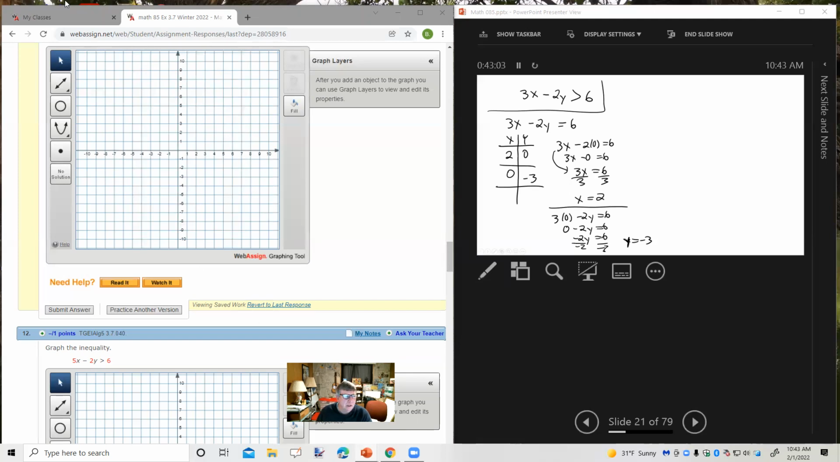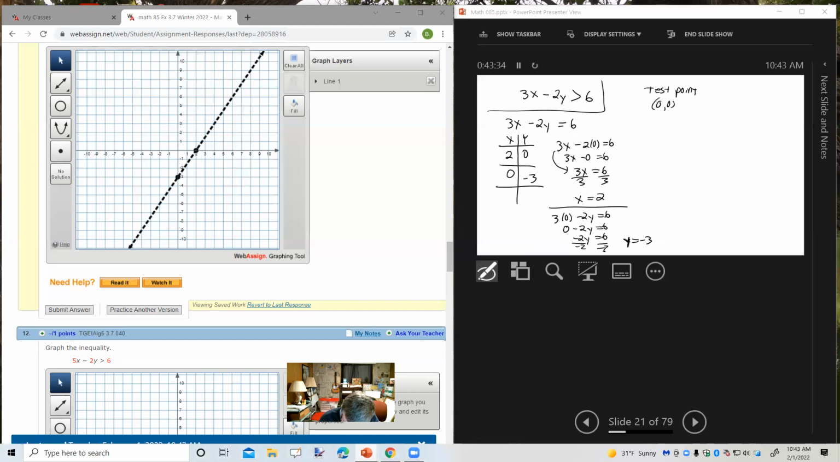So now I come over to my graph. I get the line 2, 0, 0, negative 3. Only because the actual thing I'm graphing does not include the equal sign, I need to make this into a dashed line. Okay. Now let's pick a test point. I'm going to go with 0 again. 0, 0, that is. So test point.